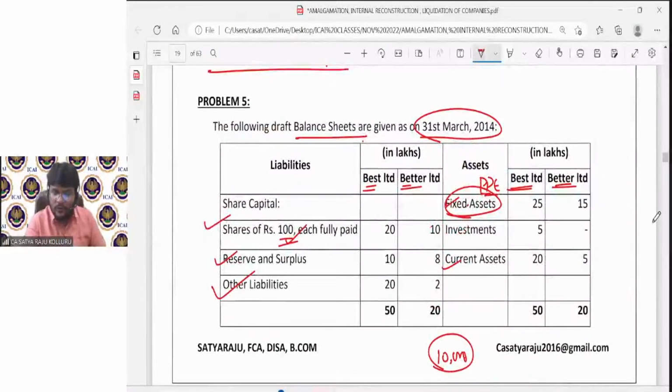I need to reduce 5 lakhs from here, and I need to add it here. Then the new equity share capital will become 15 lakhs and the new reserves and surplus will become 3 lakhs. That is the impact in Better Limited.